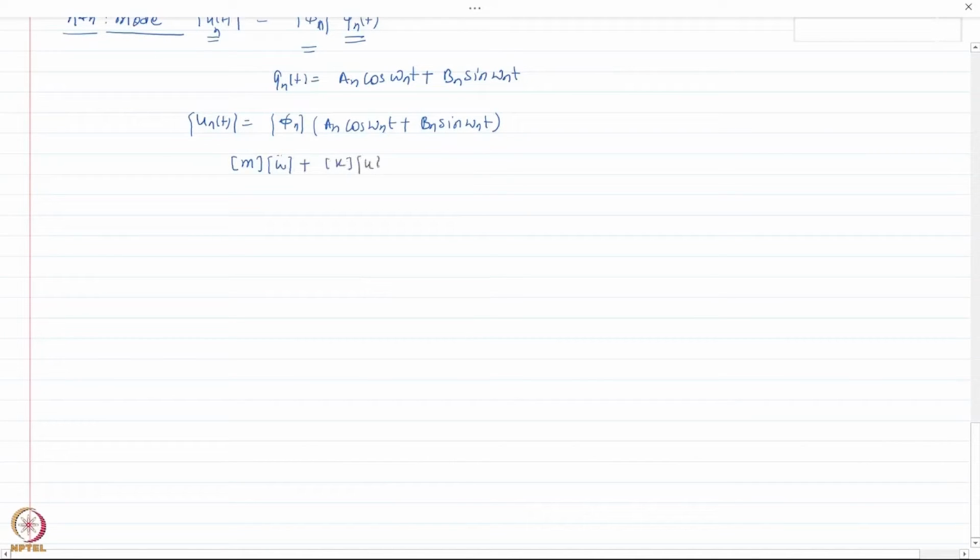Okay, so what we are going to do here is take this and substitute it in the equation of motion. Now if I double differentiate this term here, let us see what we get. So u_n double dot (t) would be equal to phi_n times, if this is differentiated twice, the same function times minus omega_n square. So I'm going to write minus omega_n square times phi_n q_n(t).